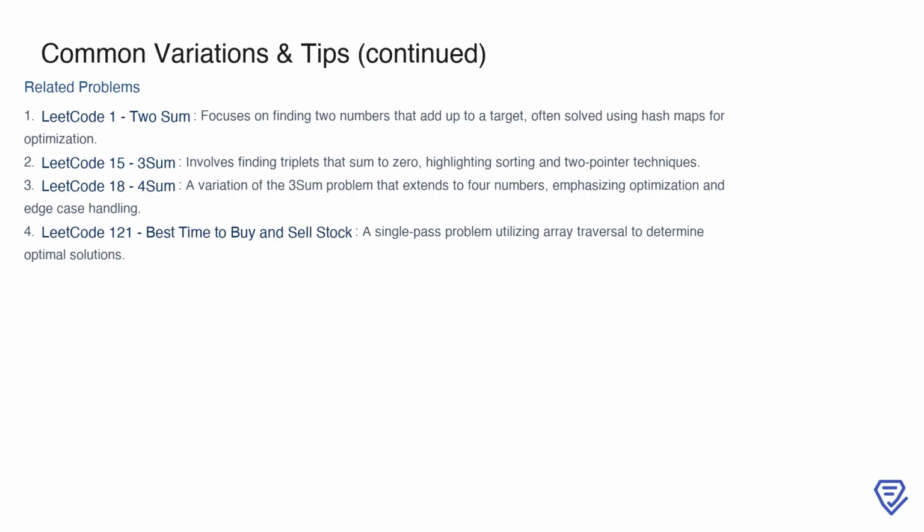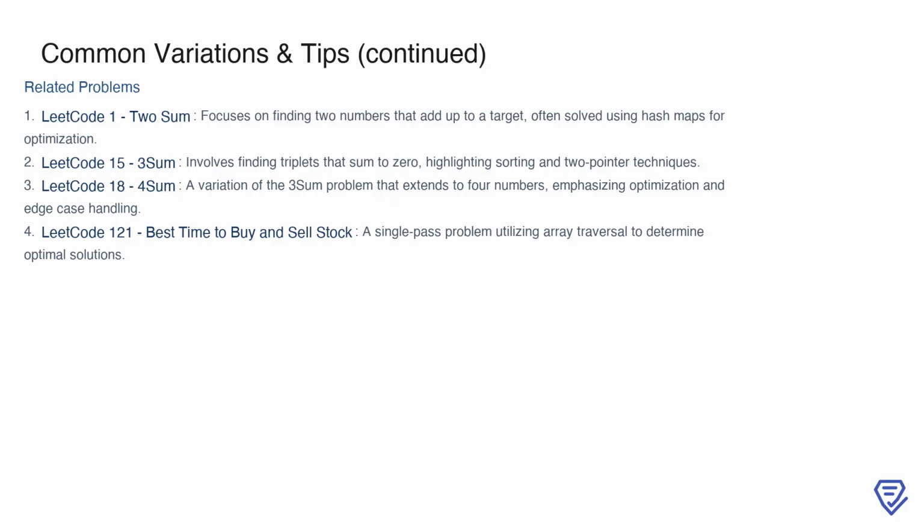To further enhance your understanding, it's helpful to look at related problems. For example, LeetCode 1, Two Sum, focuses on finding two numbers that add up to a target value. It's often solved efficiently using a hash map. Another example is LeetCode 15, 3Sum, which requires finding triplets that sum to 0. This type of problem highlights the utility of sorting and two-pointer techniques.